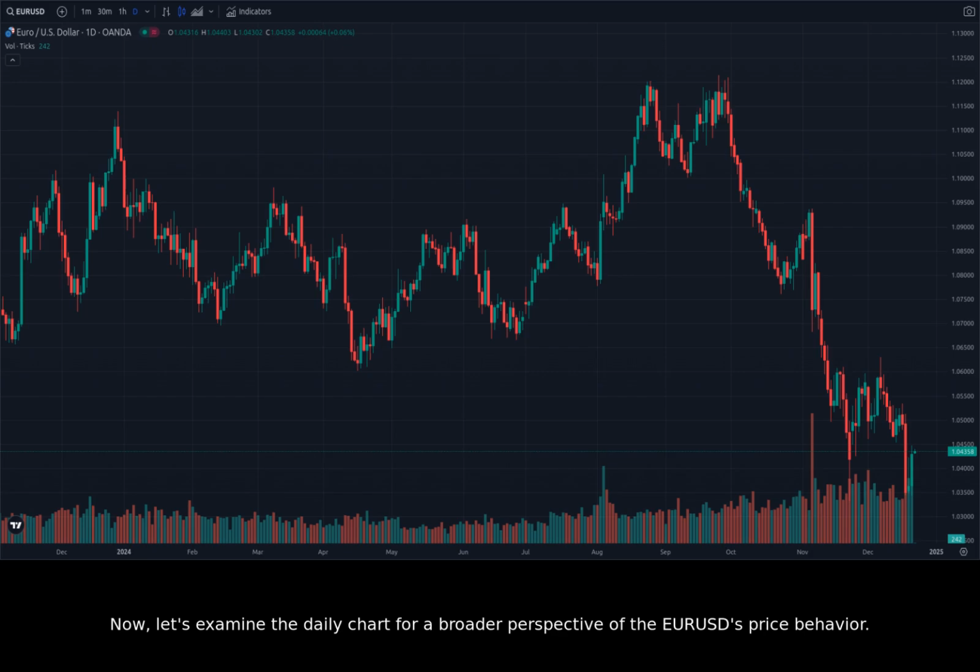Now, let's examine the daily chart for a broader perspective of the EURUSD's price behavior. Notice the overall uptrend in the EURUSD in recent weeks. However, we see recent price consolidation, which might indicate indecision among traders. Let's pinpoint key support and resistance levels on this chart.